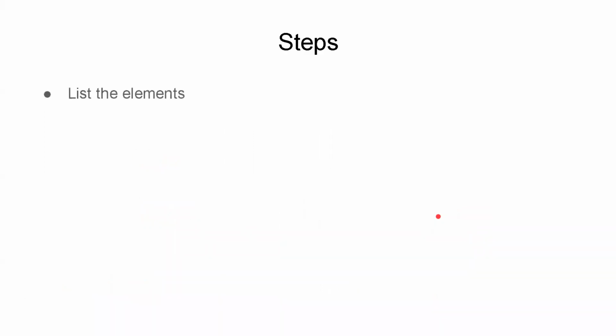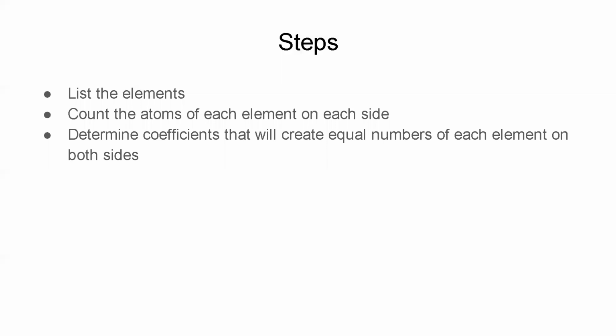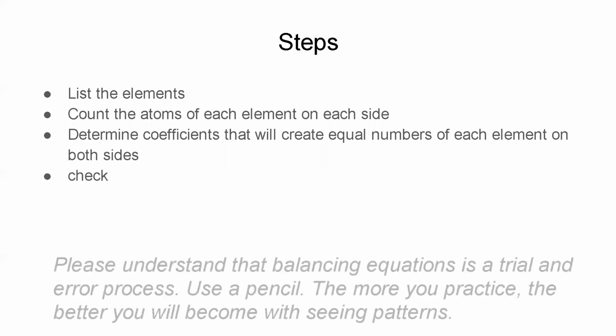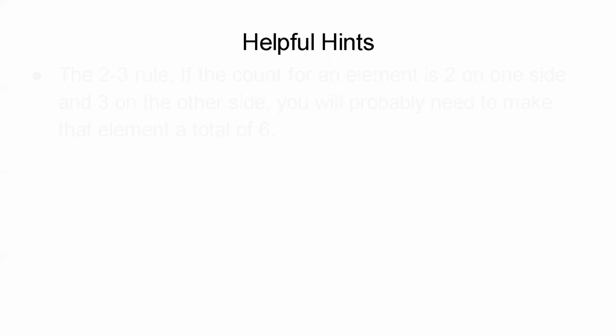So basically the steps to do this are: list the elements, count the atoms of each element on each side, determine the coefficients that will create equal numbers of each element on each side, and check it. The process of balancing equations is a trial and error process sometimes, so it's best to use a pencil. And the more you practice, the better you'll become at seeing these patterns. And then maybe you can do it with pen. Here are some helpful rules.